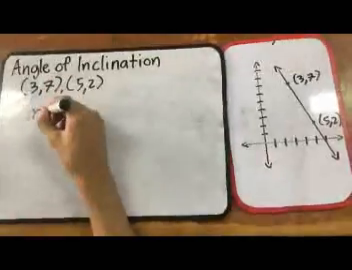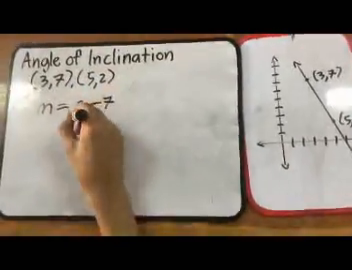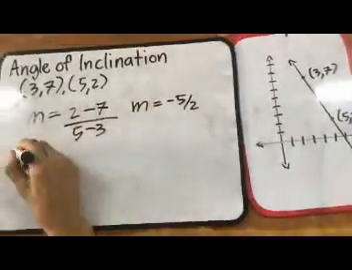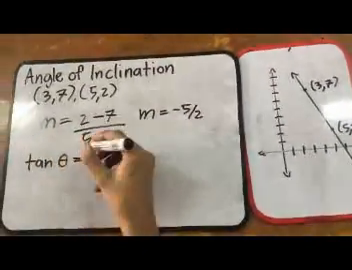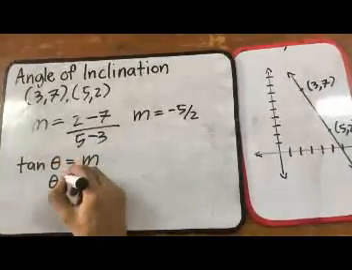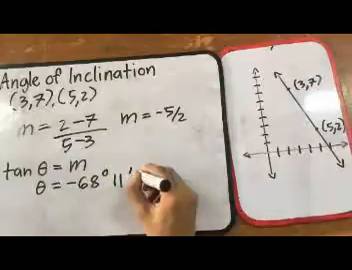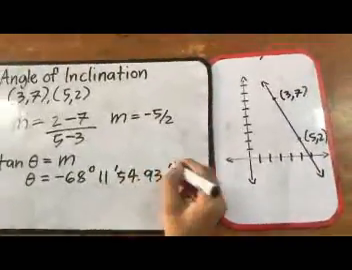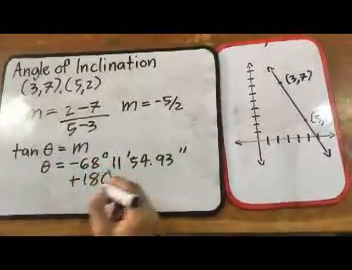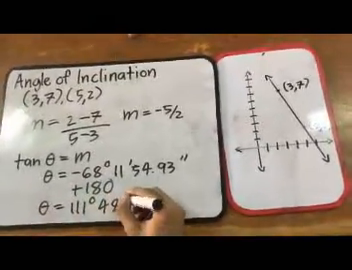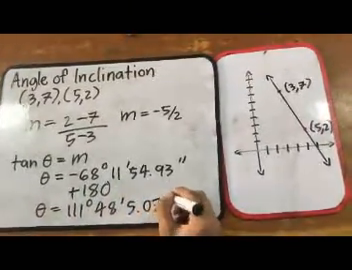So here's an example of the angle of inclination. Since we know that you only need to get the slope, just substitute the values of the points into the slope formula. Now you will get the slope, and then just use the arctangent in your calculator to get the degrees. And since our example is negative, just add 180. So here is the answer that we will get.